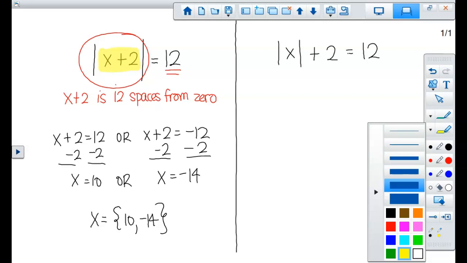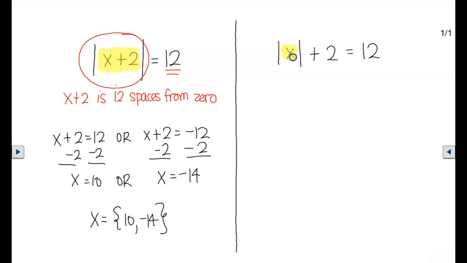So here's what I want you to do. Same thing. I want you to start by looking at what you're taking the absolute value of. In this problem, you are taking the absolute value of x. So this right here is your distance. Just like over here, what I circled was my distance. So this problem says that my distance equals 12. Is that the same thing going on over here? Is my distance on this side 12? And the answer is no.